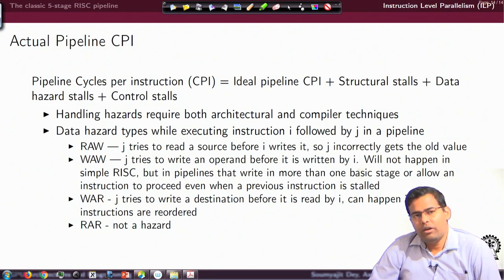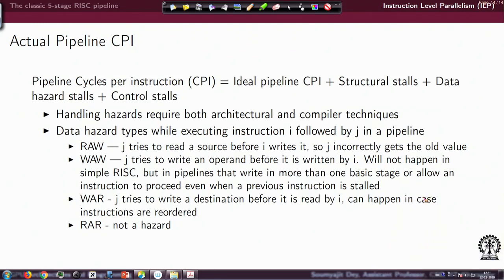But what about WAR? Here we are talking about write after read, where the write is an event of the succeeding instruction and read is the event of the preceding instruction. So the read is by I and j is the succeeding instruction trying to do the write. Now, in an in-order pipeline this cannot be a problem. So we have a new word here. What is an in-order pipeline?